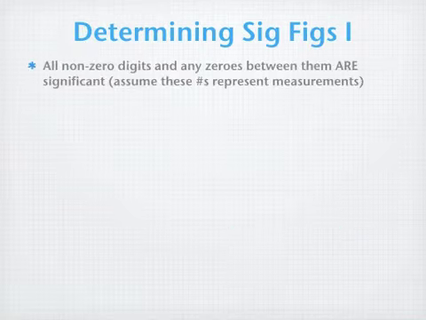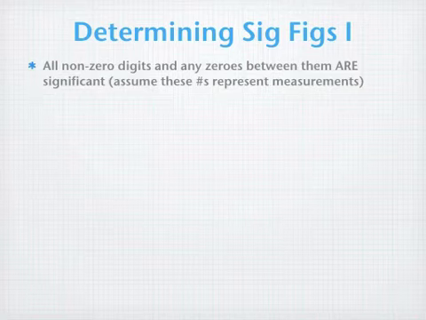Alright, suppose you have a reading that you're looking at and you want to determine how many significant figures there are. There are some rules we have to recognize the number of significant figures that are reported in a measurement. First, all non-zero digits and any zeros between them are significant. Now you're going to find us focusing in on the zeros because they're the ones that are going to be the hardest thing to know for sure.